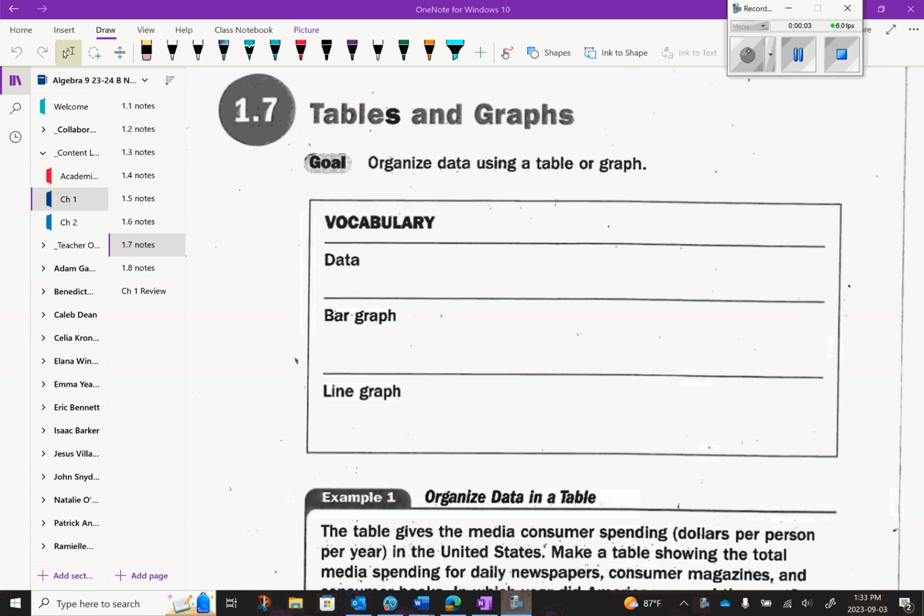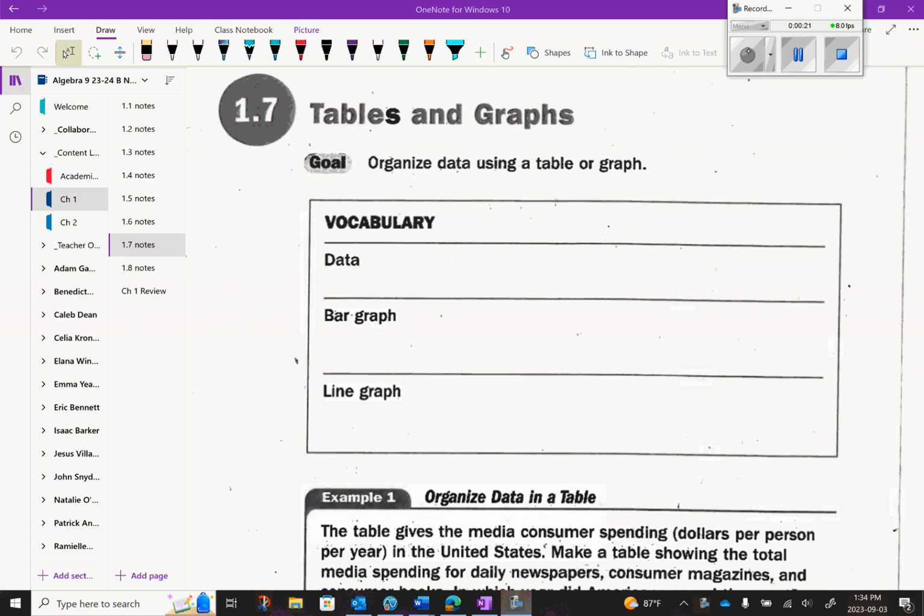Let's take a look at 1.7 tables and graphs, where we're going to try and take a set of data and organize it in very specific ways. First of all, some definitions here.